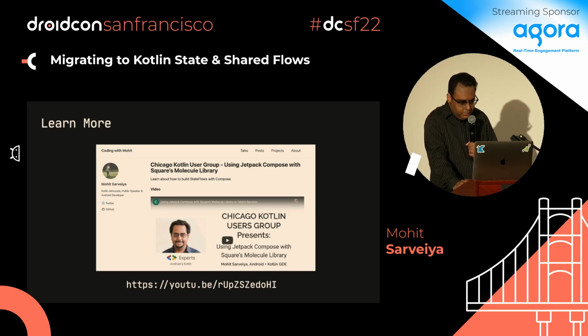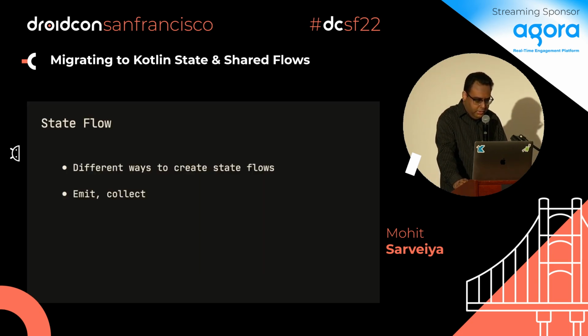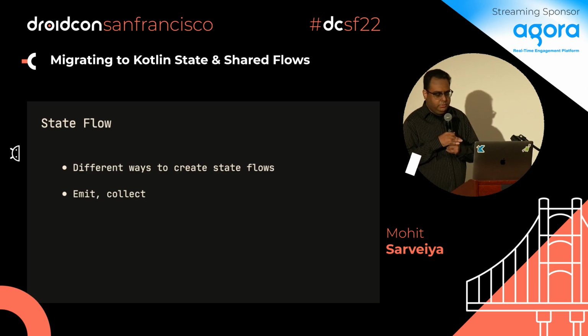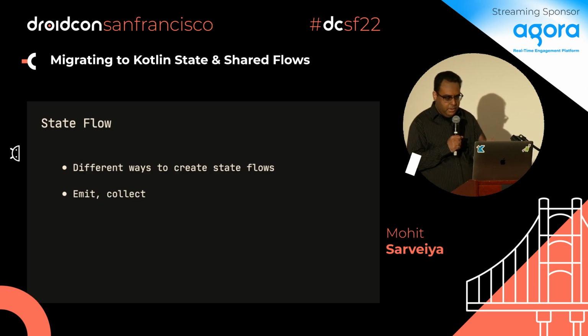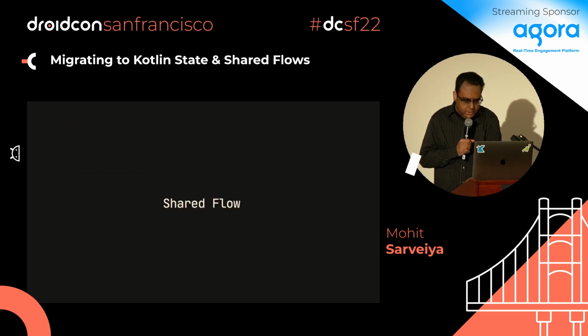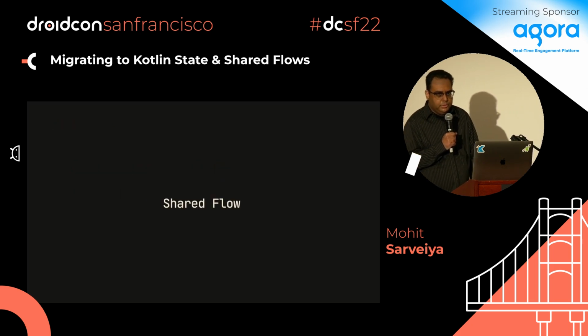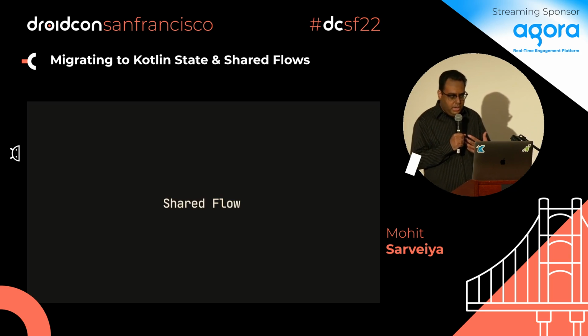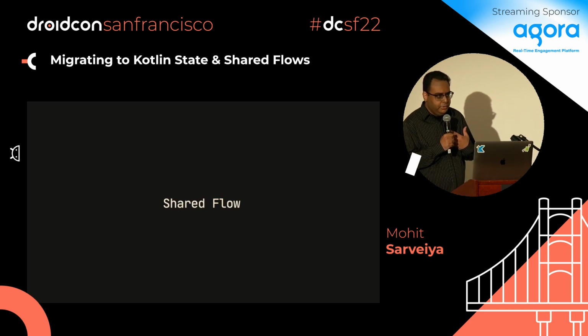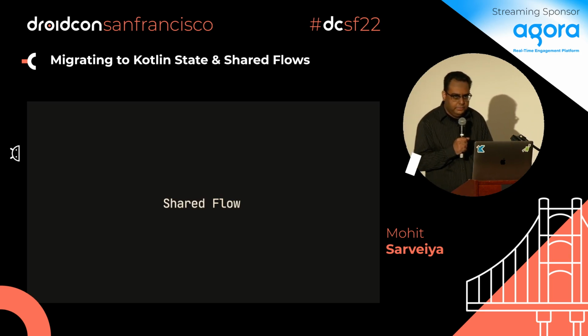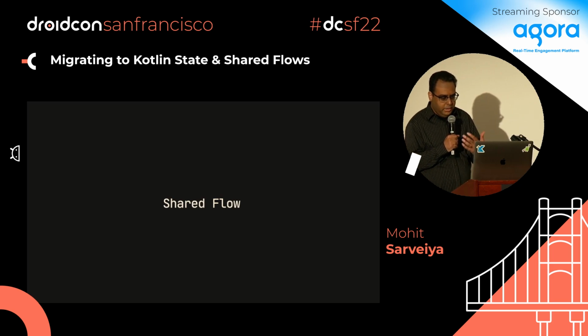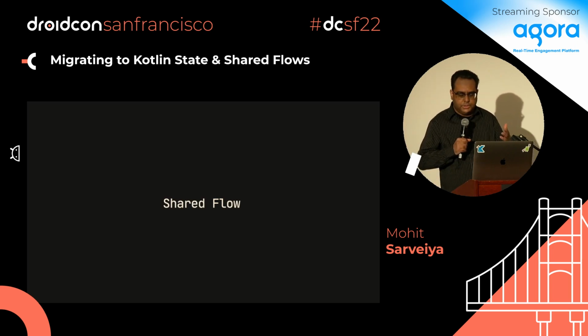So what we looked at are different ways to use state flows, how to create them, and set them up in your architecture. The next thing that I want to look at, which is my favorite flow, is a shared flow, which has a lot more features. I commonly have used shared flows a lot in backend development, and on Android, outside of your ViewModel layer, for example, for creating publisher-subscriber types of architectures.